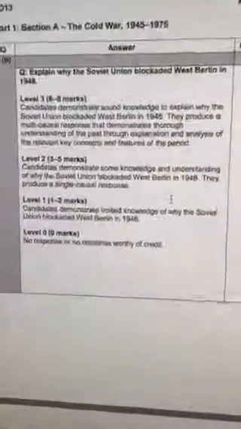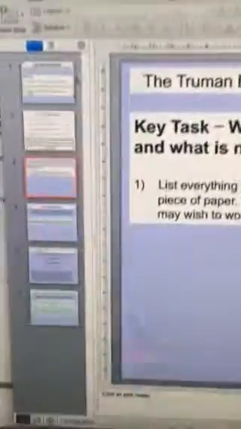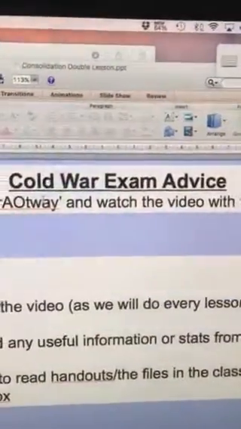So this lesson's all about putting into action the things we should have learnt. And you can see me planning out your PowerPoint over here. I need to change the title, but when you've come in, you've got Cold War Exam Advice. That is the key title you've got to put in your books today.